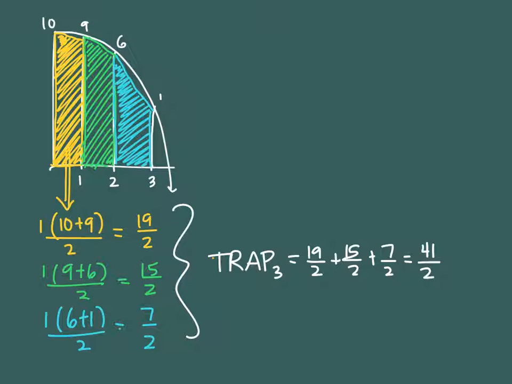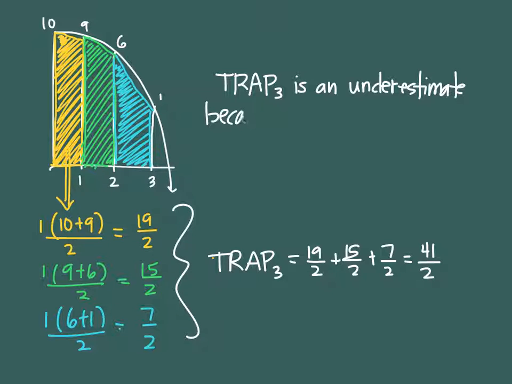So what you would say for this is that trap 3 is an underestimate because f of x is concave down on this interval.